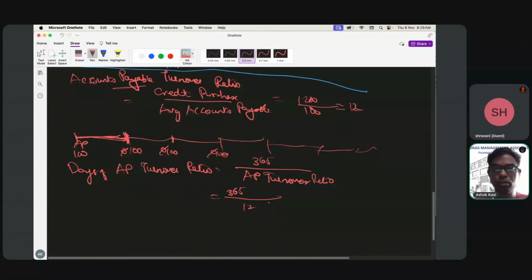So this is 12. So 30.4 days. That means after every 30 days, I'm doing the purchase. After 30 days, I'm paying. Then again I'm doing. So 100, 0. Then after 30 days. So this is 30 days. Becomes 0. Then again 100, 0. Then 100, 0. Then 100, 0. And then 100.